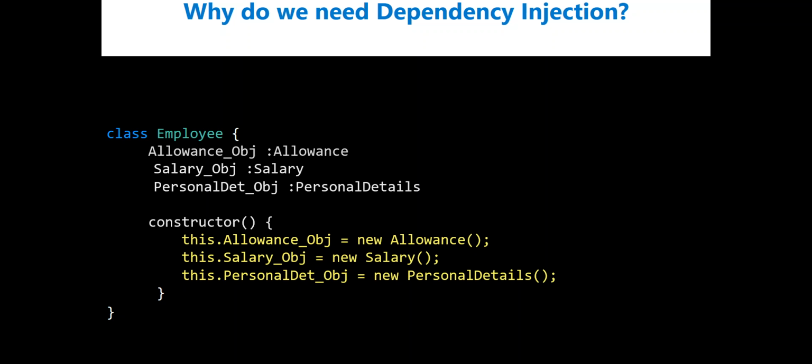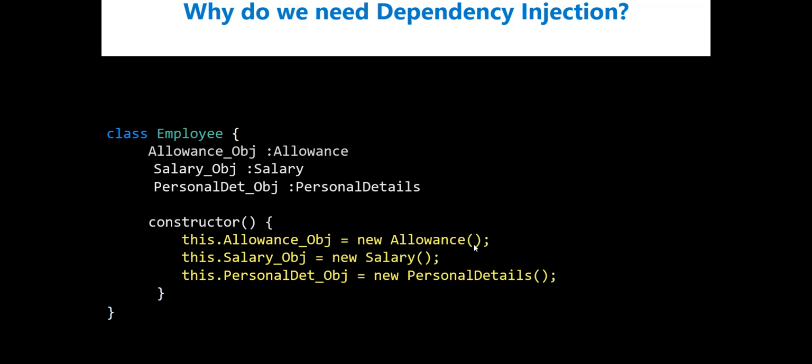So let me repeat what the problems are over here. The first thing is responsibility. The employee class should not have any responsibility to create these particular objects, right? This is one particular problem. One more problem is that the employee is completely dependent upon these objects. So these objects have to get created to create an employee object. This is the problem.